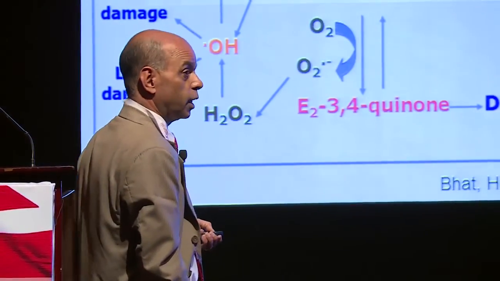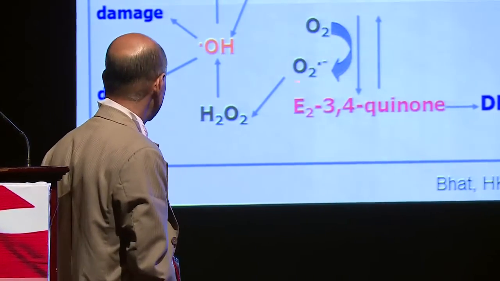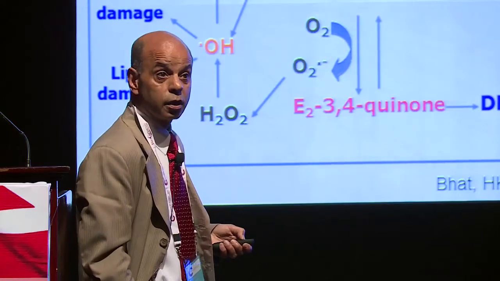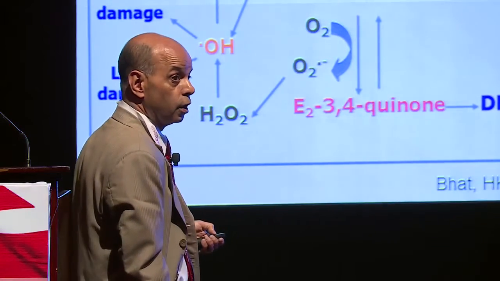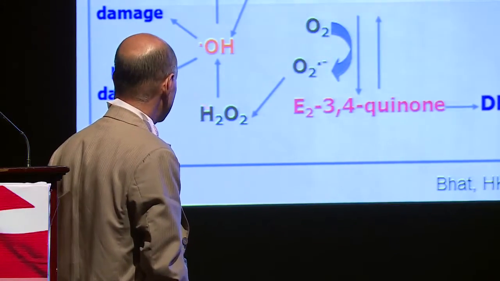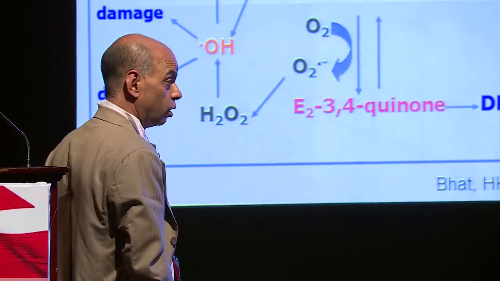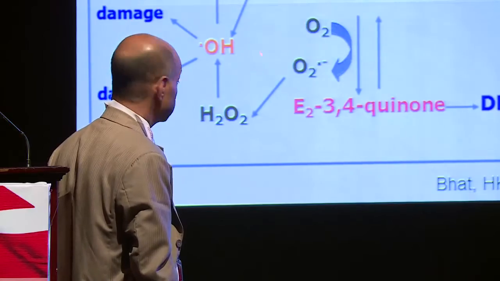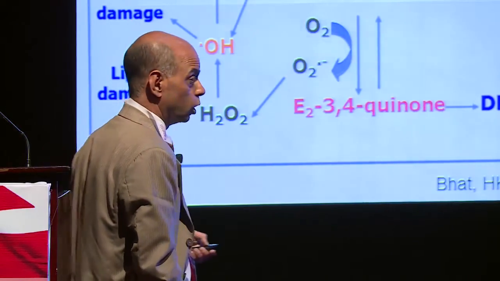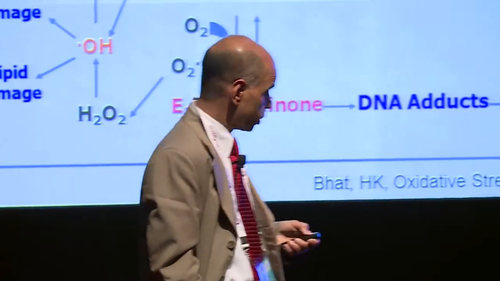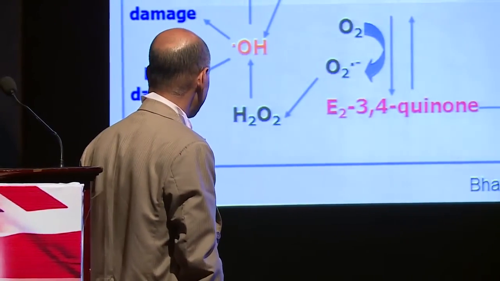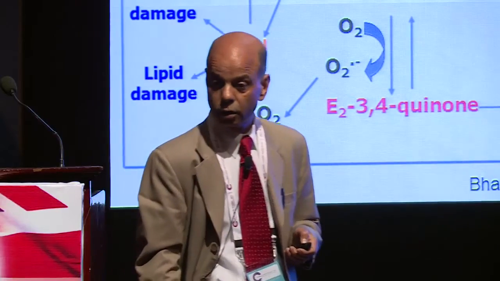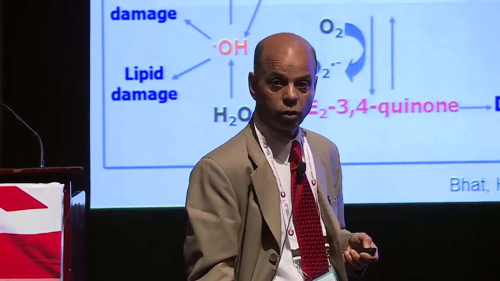But if there's metallic iron or copper around, the hydrogen peroxide can be converted to hydroxyl radical. Hydroxyl radical is the most reactive oxygen species, which can damage DNA, cause point mutations, and damage protein carbonylation, and also lipid hydroperoxidation. So if this damage is not fixed, then you can again feed into the same pathway, resulting in altered expression of cell cycle regulatory genes.